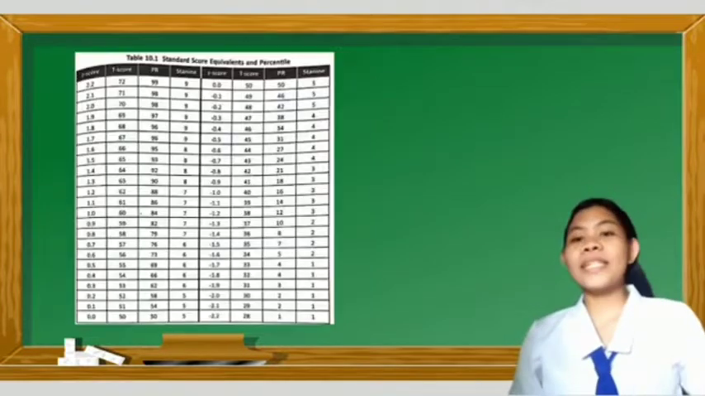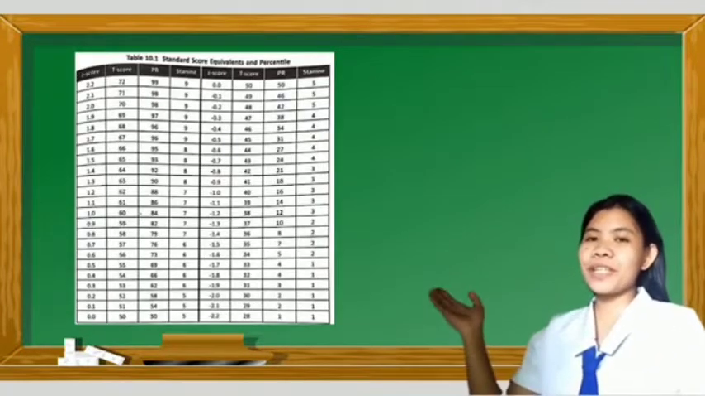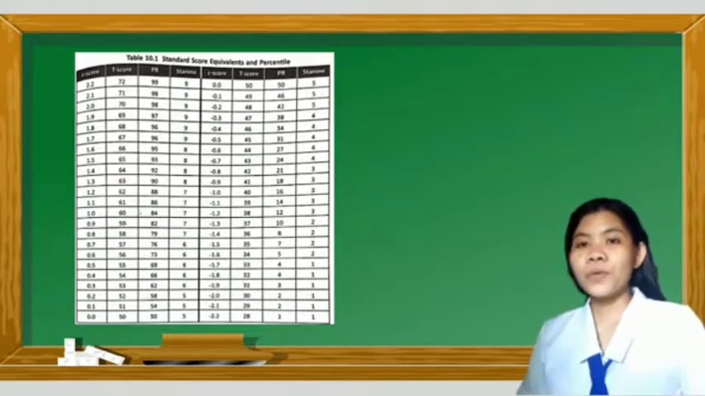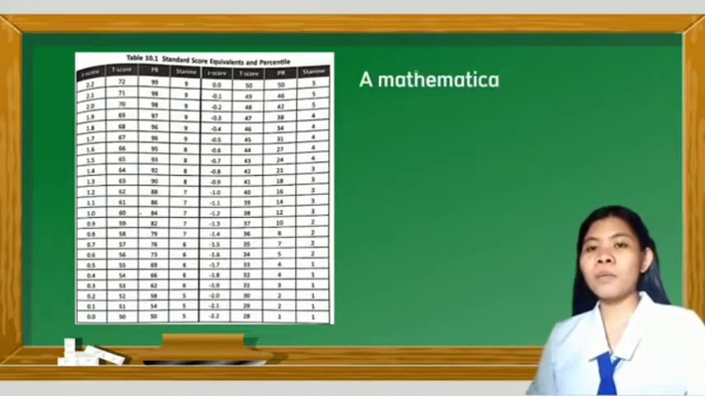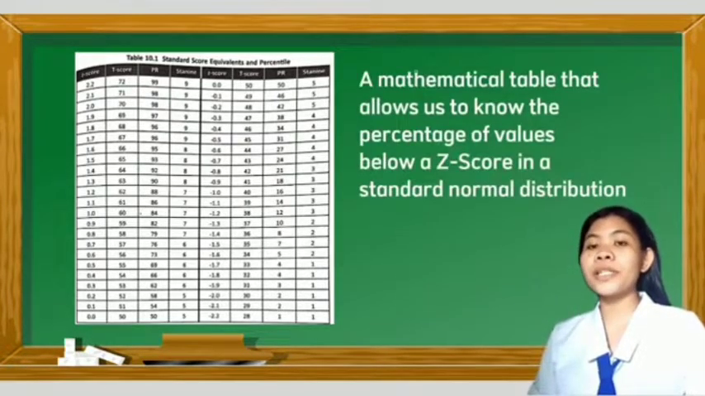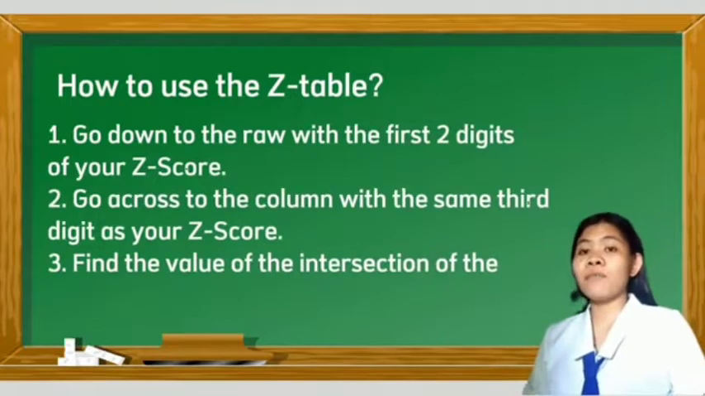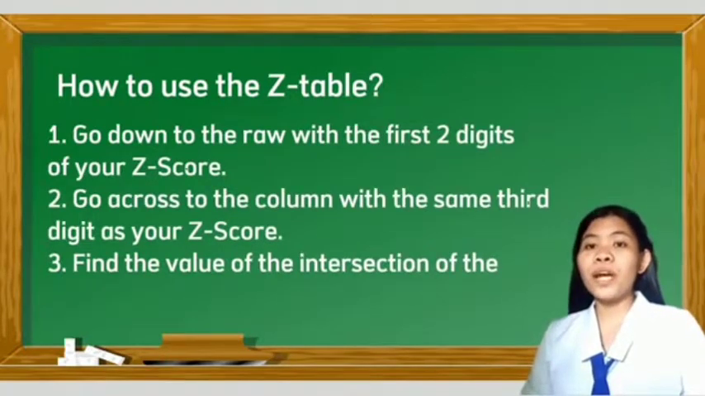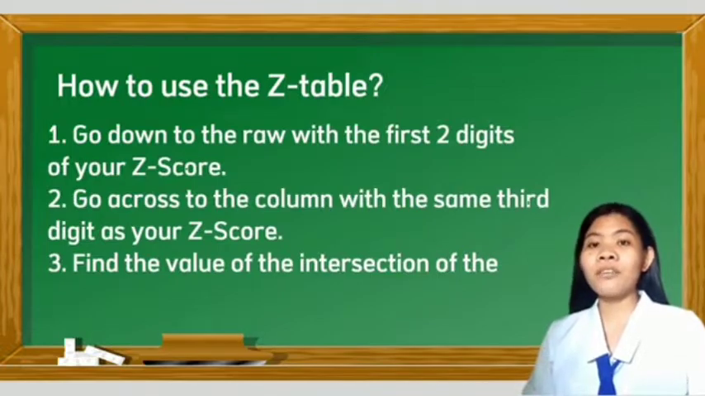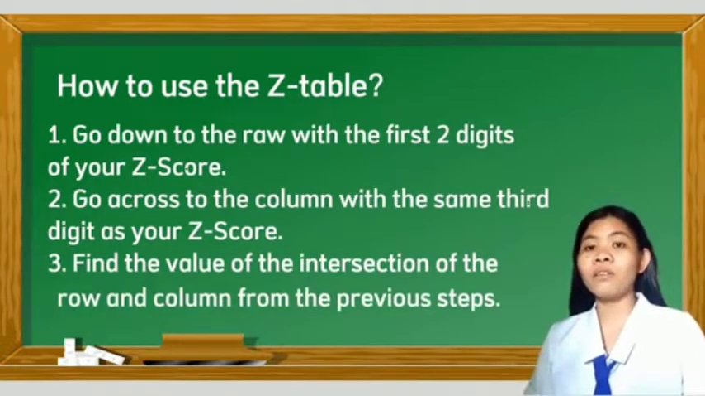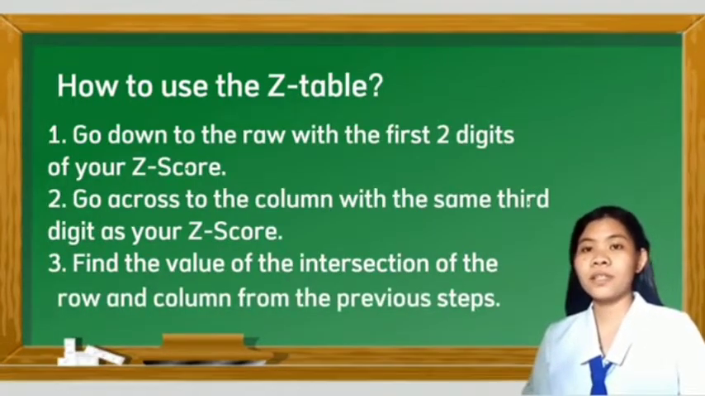So let's go with the Z-table. The picture presented here is a Z-table. A Z-table is a mathematical table that allows us to know the percentage of values below a Z-score in a standard normal distribution. To use the Z-table, first you need to go down to the row with the first two digits of your Z-score. Then go across to the column with the same third digit as your Z-score and find the value at the intersection of the row and column from the previous steps.